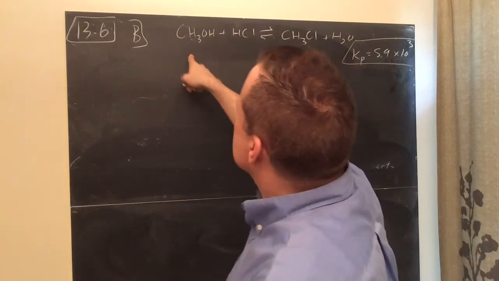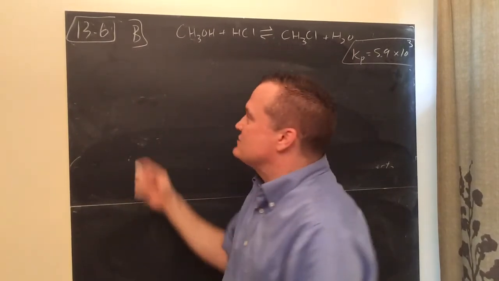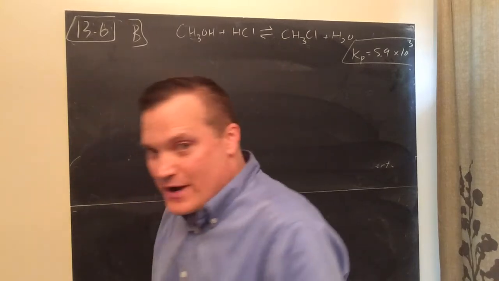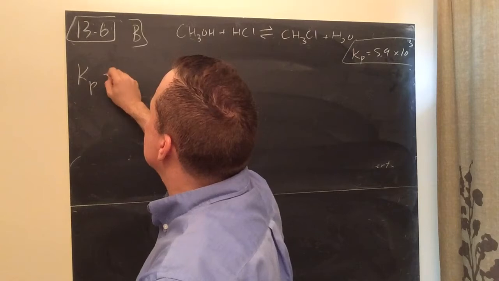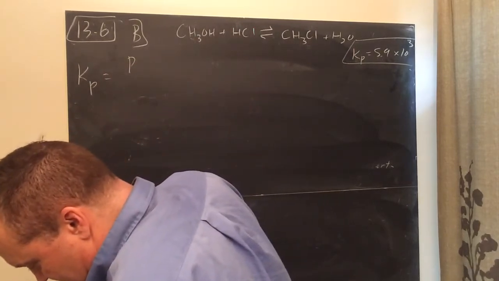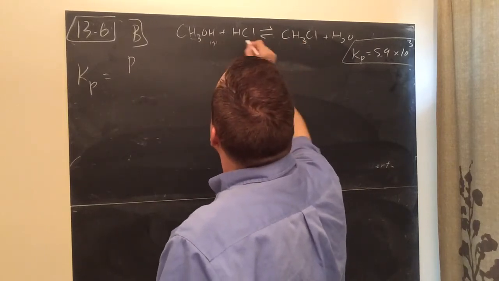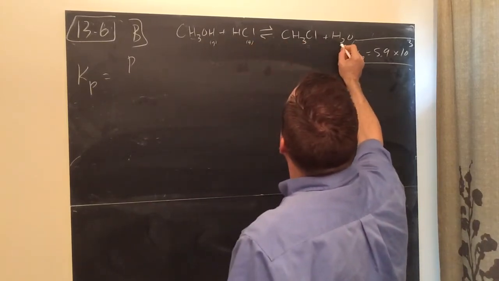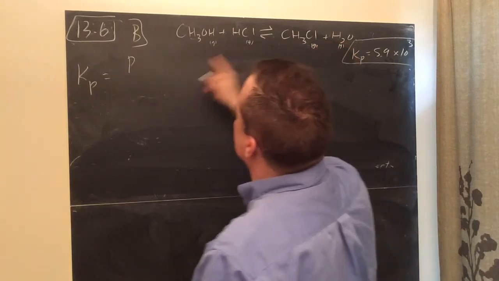Okay, so here we go. What we'll do is, first thing you always need to do is write the K expression. And this one, they gave you pressures, so that tells us we're going to write Kp. For this reaction, these are all gases, right? Yeah, gas, gas, gas, gas. That's important. Because if it had been H2O liquid, you would leave it off. You'd only put the gases.